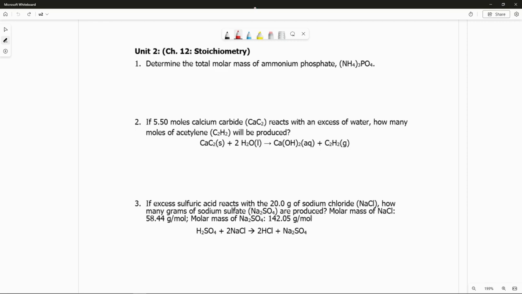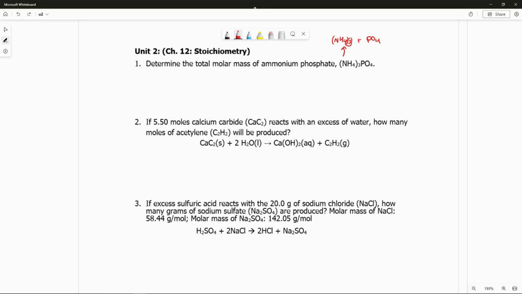Determine the total molar mass of ammonium phosphate, (NH4)3PO4. In order to do this, I usually take my whole thing and segment it into pieces. So if I segment this into pieces, we have NH4, 3, and PO4. When we have parentheses, we know that we have to take this 3 on the outside and distribute it to each of the elements that are on the inside.